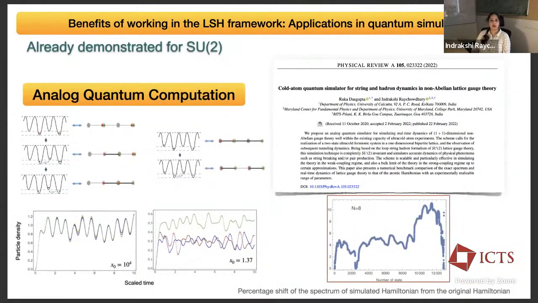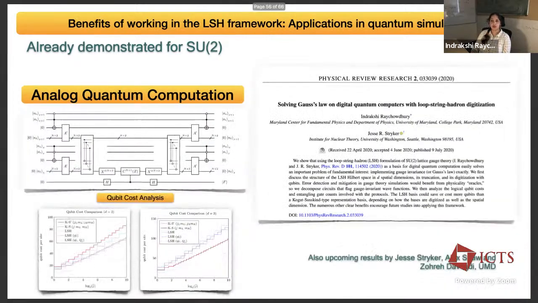Also, I will not go into detail, but the Loop-String-Hadron for SU(2) has been useful in the context of proposing an actually, or immediately, realizable analog simulation protocol as well, as explained in this recent work, which comes with a very minimal error. And it has also been useful in the context of digital quantum simulation.